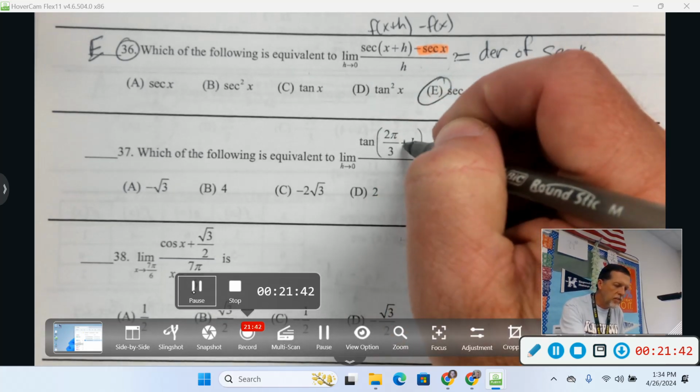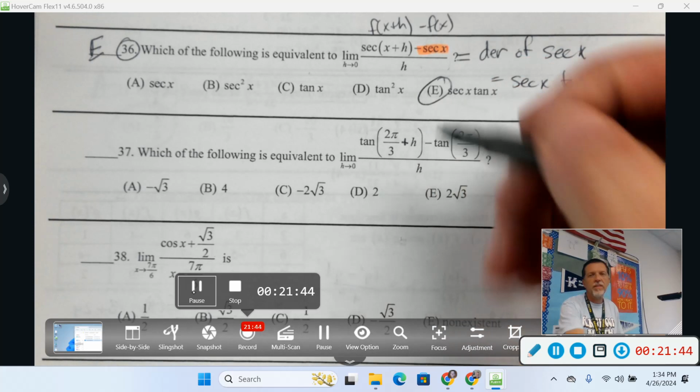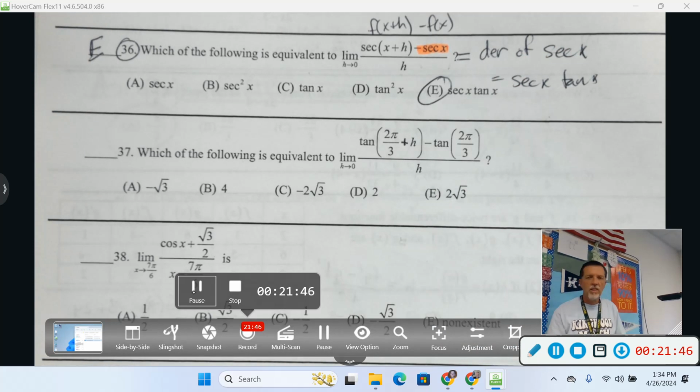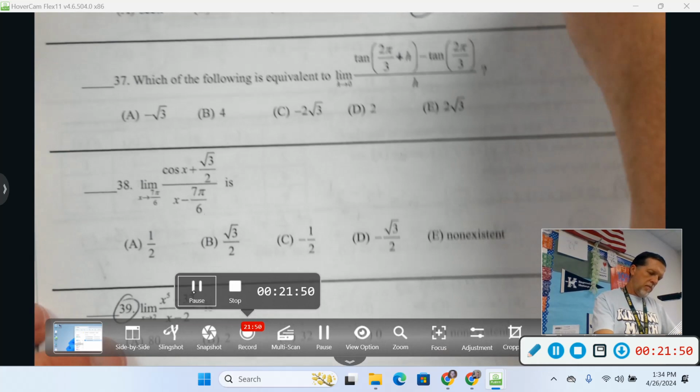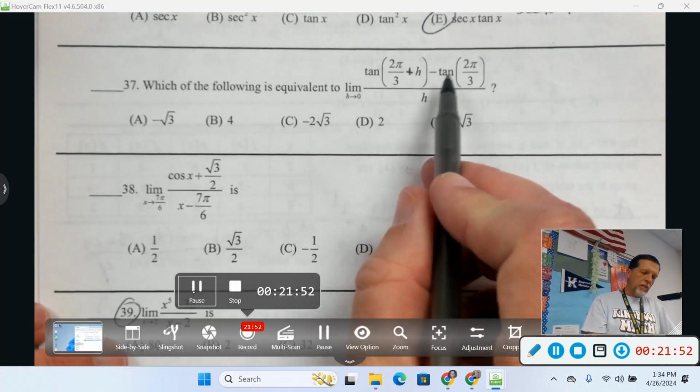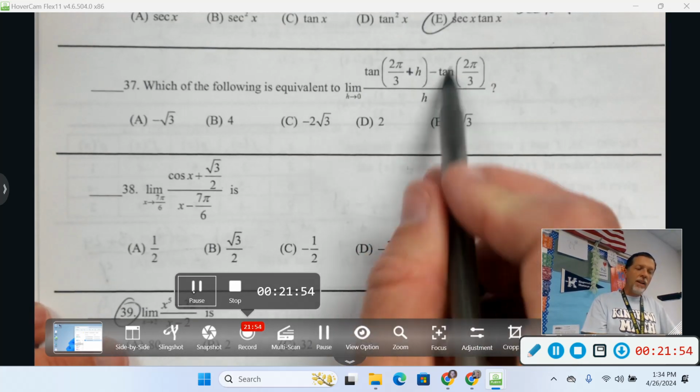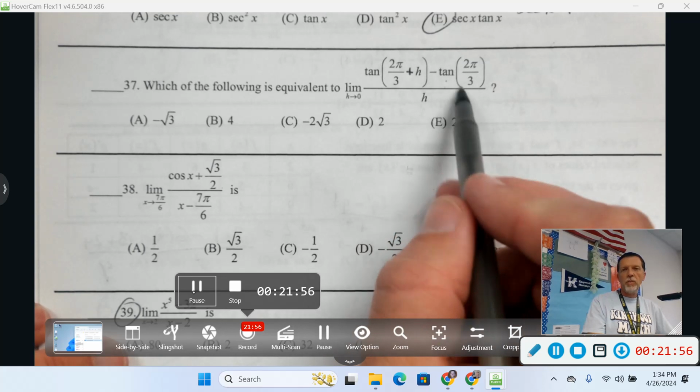By the way, 37 needs a plus sign in there. That way it's f of x plus h. So 37 would be the derivative of tangent at 2 pi over 3. So this one has a specific spot we'd be looking for.